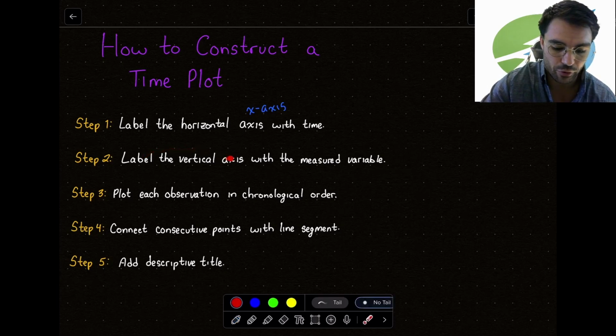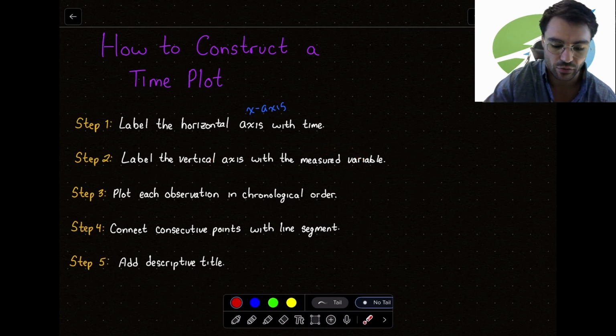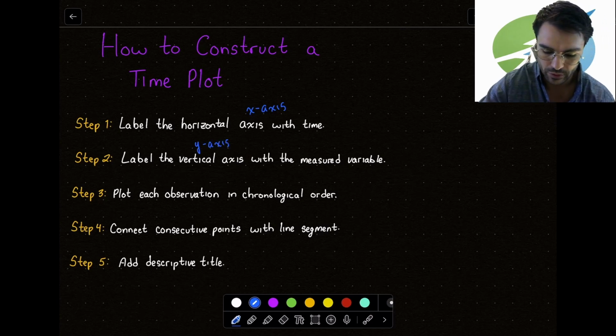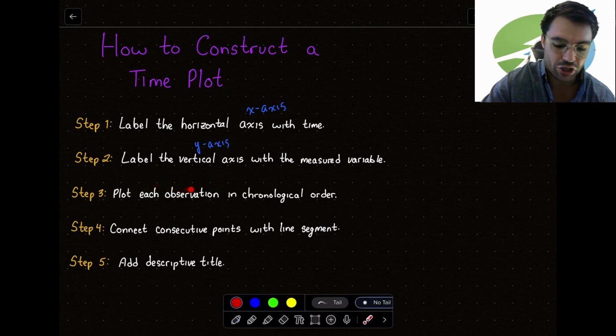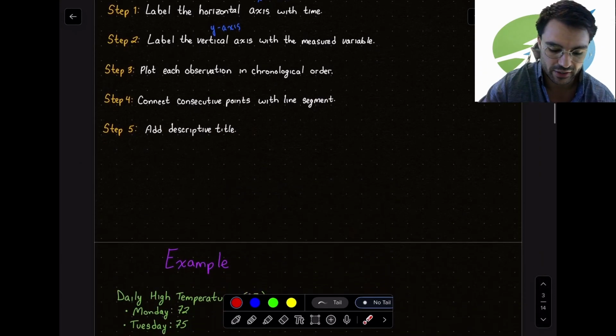Step two, label the vertical axis with the measured variable. Whatever we are measuring gets the vertical axis, or the y-axis. I'll keep these there. Step three, plot each observation in chronological order. Step four, connect consecutive points with line segments. And lastly, step five, give our graph a title. Okay, let's take a look at an example.